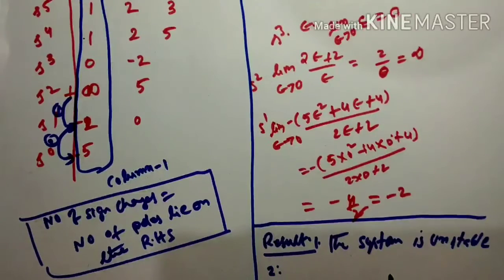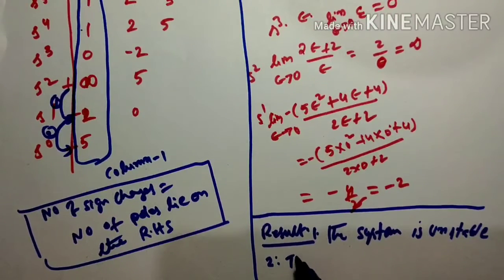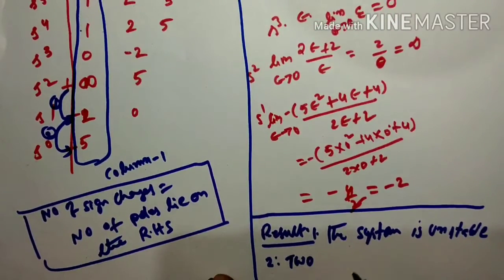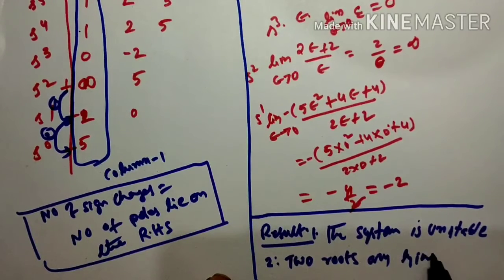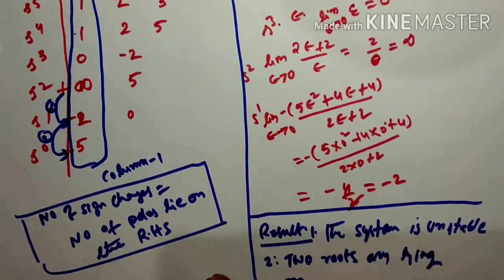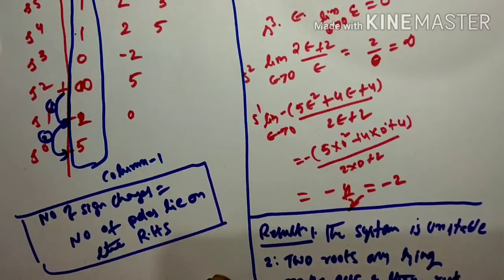So I'm going to write here: two roots are lying on the right half of the S plane, and three roots are lying on the left half of the S plane. So what is the final comment?